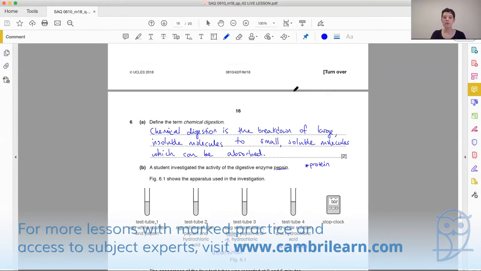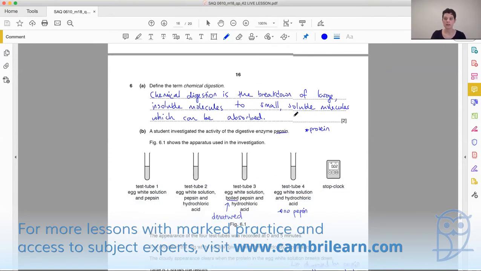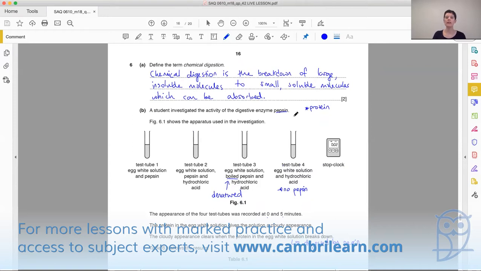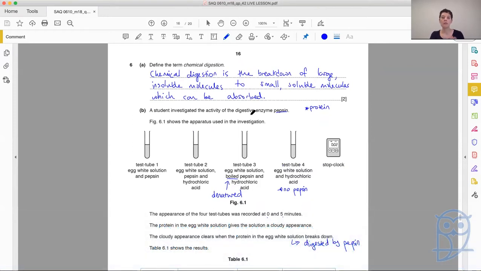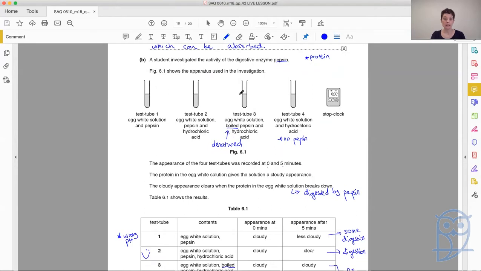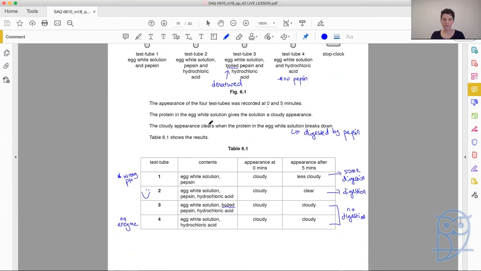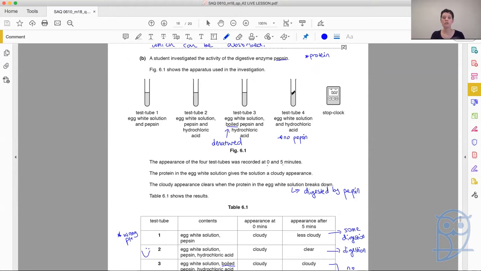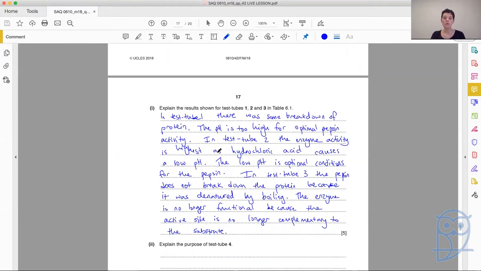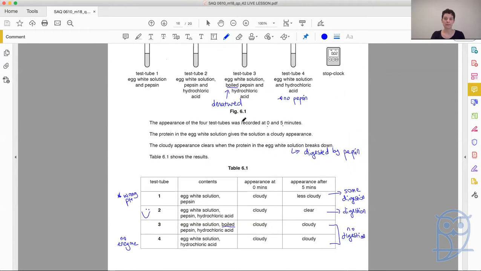So this is the paper we've been working through, February, March 2018, paper 42, the short answer questions. And we had a look at question 6, revision of what chemical digestion is, and then looking at an enzyme experiment. So there were 4 different test tubes, and in each test tube were different things. And in the last question, we worked through an explanation for test tubes 1, 2, and 3. Why did we get the results that we got there?